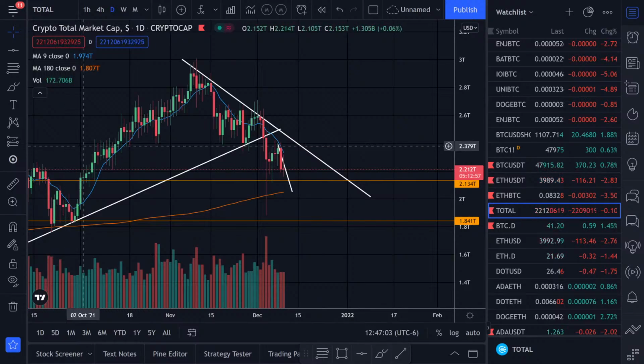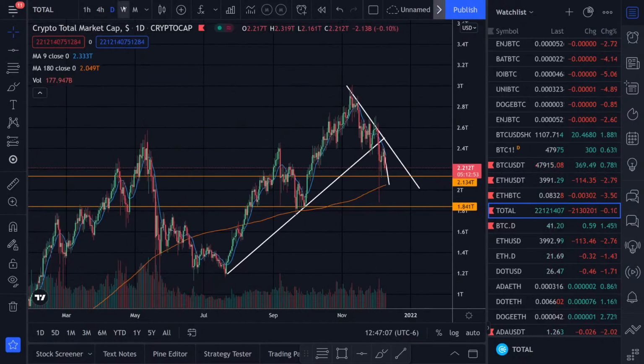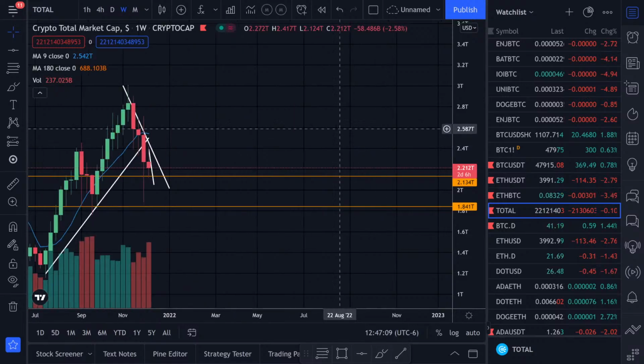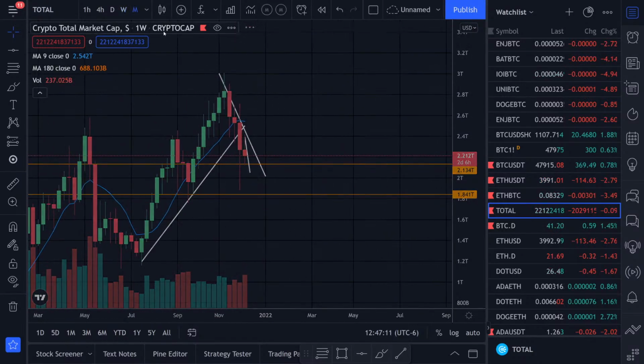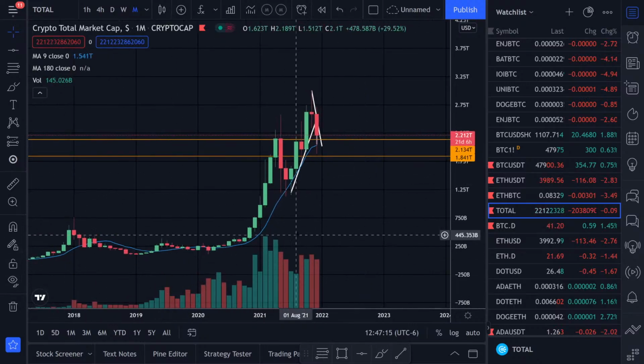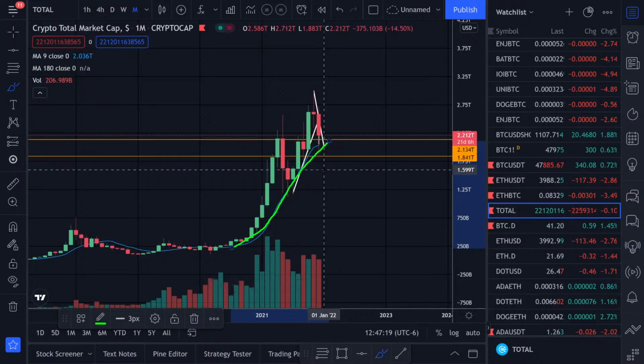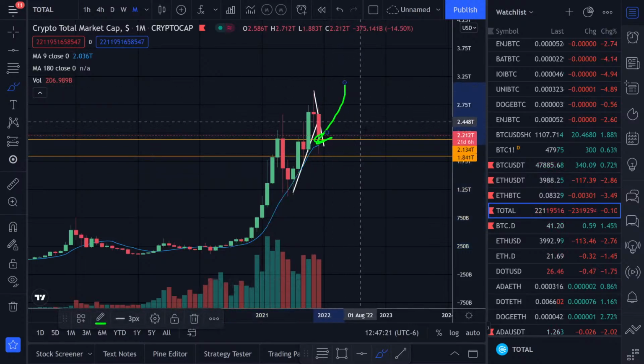Is the bull market over? I don't know. Let's take a look at the weekly time frame or the monthly. That might give us some idea. In general, we haven't broken this monthly 9 moving average, so it's possible that we get a bounce on this and continue to head up.